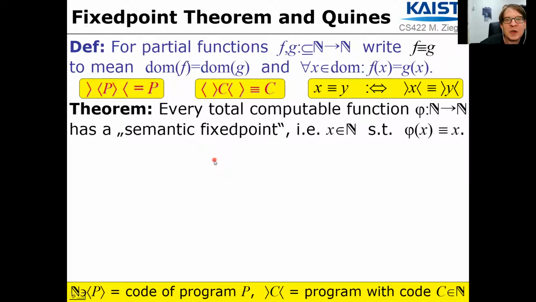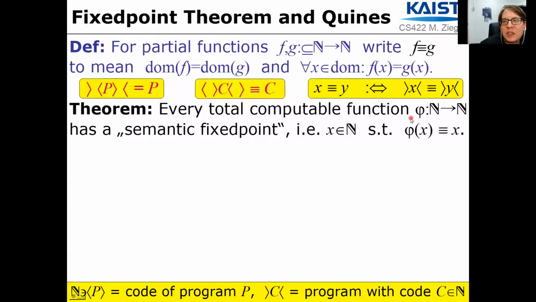because first now we want to state and then prove the fixed point theorem. The fixed point theorem says every total computable function phi from natural numbers to natural numbers has such a semantic fixed point, that is a natural number x such that phi of x is not necessarily equal to x as a natural number, but equivalent in the sense that both represent codes computing the same function. And notice that every single hypothesis and also the statement is kind of important and optimal.